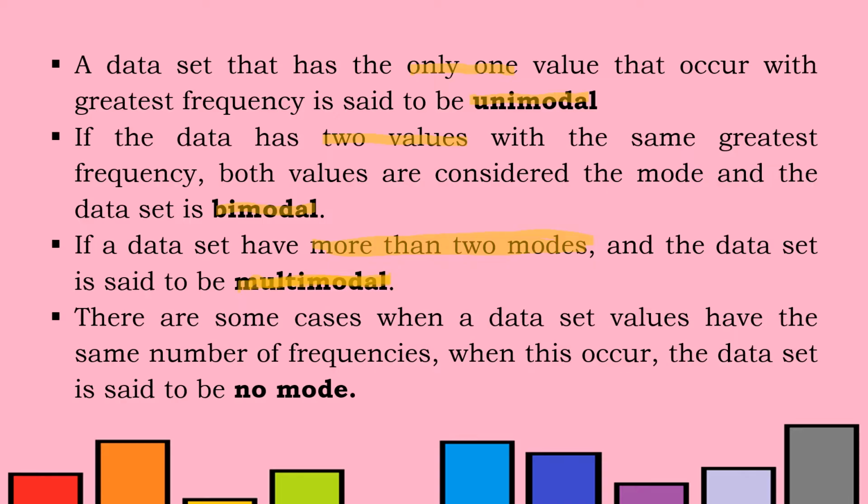Now, there are some cases when a data set has values with the same number of frequencies. When this occurs, the data set is said to have no mode. Okay? So no mode is when the data have the same number of frequencies. Okay? Let's have this example.